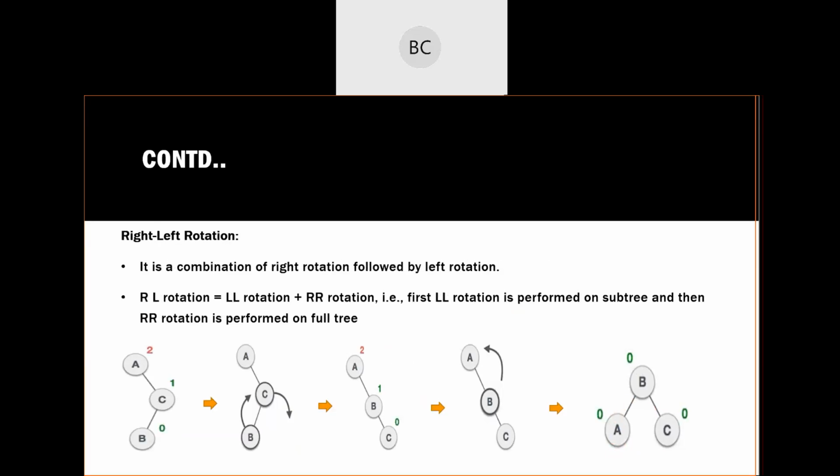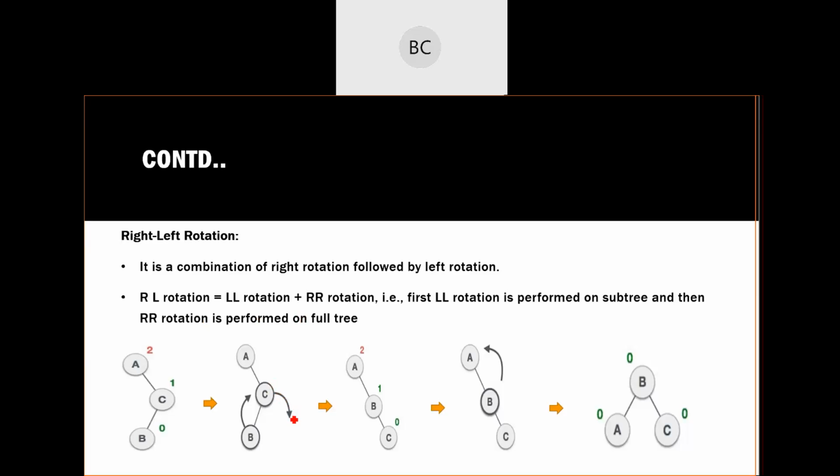So next is your right-left rotation. That means you are going to insert a node into the left subtree of the right subtree. Okay, so here you are just adding a node to the left of the right subtree. In this case, it's again a combination of LL and RR rotation.